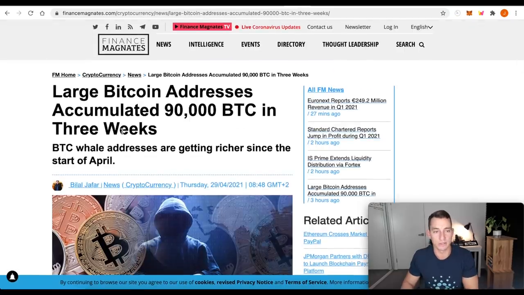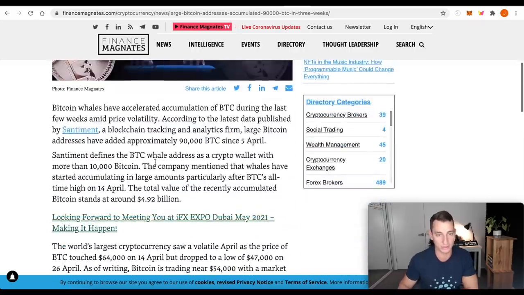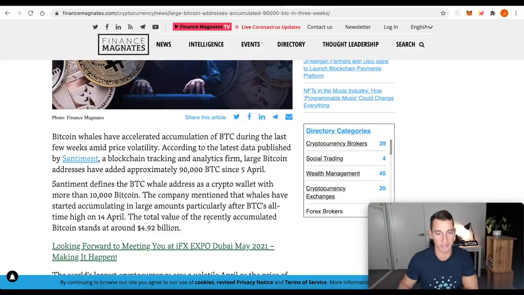Large Bitcoin addresses accumulated 90,000 BTC in 3 weeks. Pretty decent there. Just wanted to make mention of that. Accumulated Bitcoin stands at around 4.92 billion. So the company mentioned the whales have started accumulating large amounts, particularly after BTC's all-time high on the 14th of April.